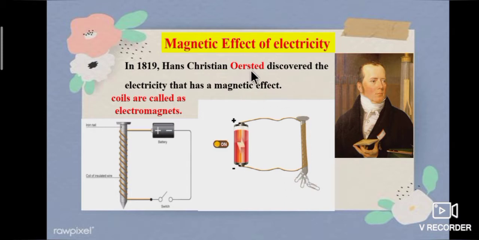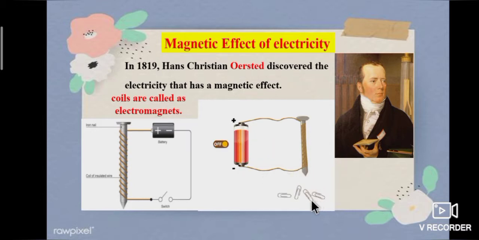Now, we will learn the magnetic effect from an experiment. See the picture here. This experiment helps us to understand the magnetic effect. First, encircle the wire around a nail in the form of a coil. Listen carefully, students. Connect the two ends to the cell as shown in the figure.